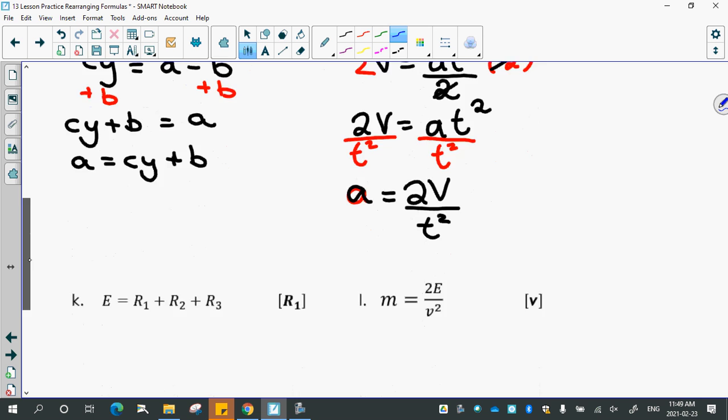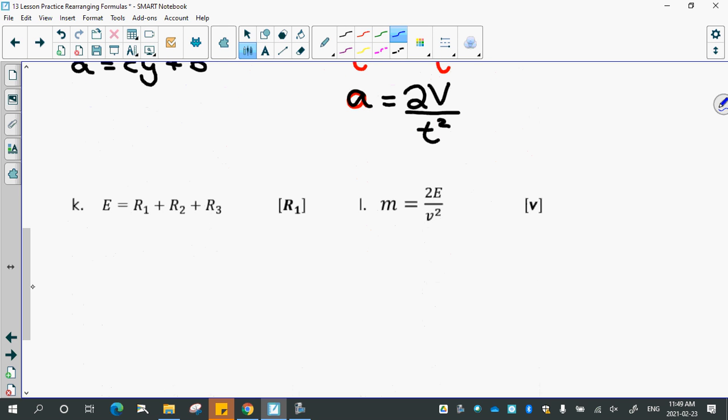All right. E equals R1 plus R2 plus R3. So these little 1s, 2s, and 3s are not exponents. We call them subscripts. Okay, so in this case, they represent resistors in a circuit. So this is resistor 1, resistor 2, and resistor 3. Okay, so they're not exponents. Everybody good? Okay, and I want to get R1 as my subject.